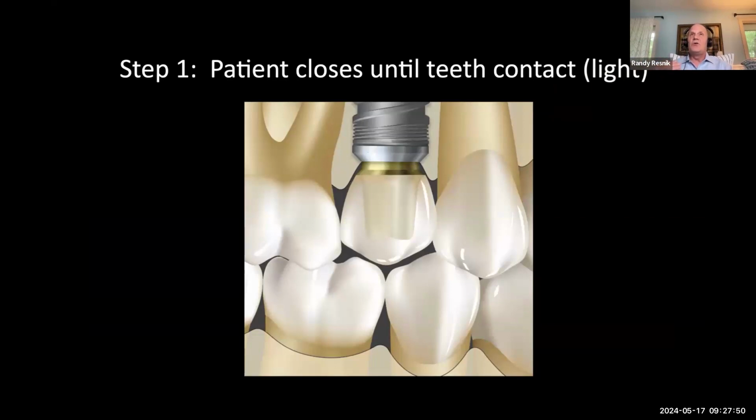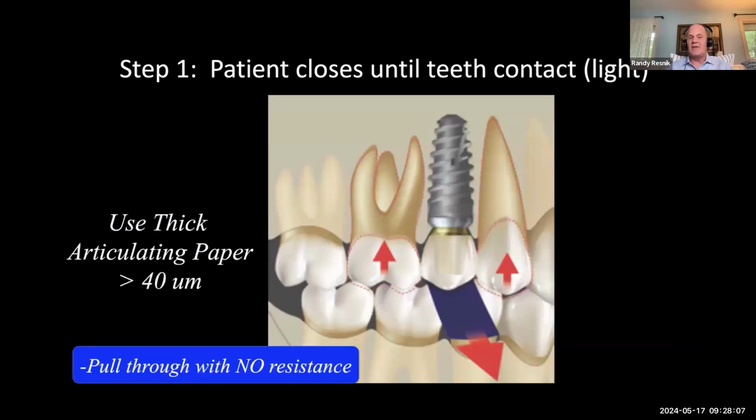So how do we do this timed occlusion? It's very easy. We make an implant crown that is in slight infraocclusion to our natural teeth. So how do we check it? Step one is we have the patient lightly bite together in centric occlusion. We're going to use thick articulating paper, and with the thick articulating paper, we're going to pull through and make sure there's no resistance.